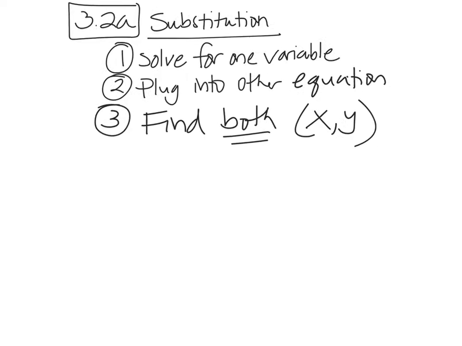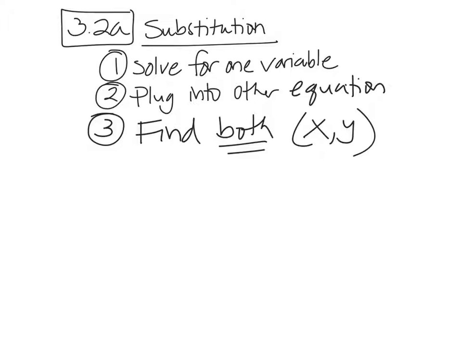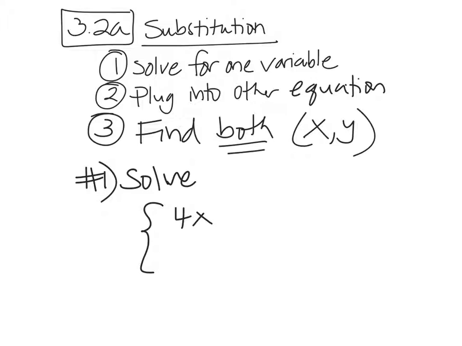I've got like 4 or 5 examples. Number 1, solve by substitution. I'm not going to write by substitution. We're just going to know that today is substitution, and that's how we're going to solve. 4x plus 3y equals 4, and y equals 2x minus 7.